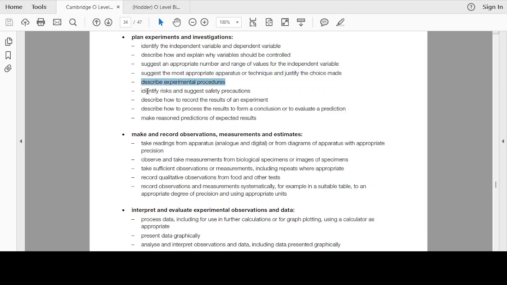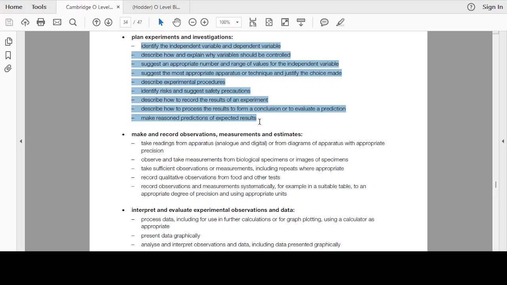Describe experimental procedures, identify risks and suggest safety precautions, describe how to record the results of an experiment, describe how to process the results. So recording the results, you might want to record the results as a table. How will you process the results? Will you make a graph or a pie chart, or what will you do with it? To form a conclusion or to evaluate a prediction, make reasoned predictions of expected results. This is actually a guideline for your planning paper, planning question. This is pretty much what you have to do in the planning question.